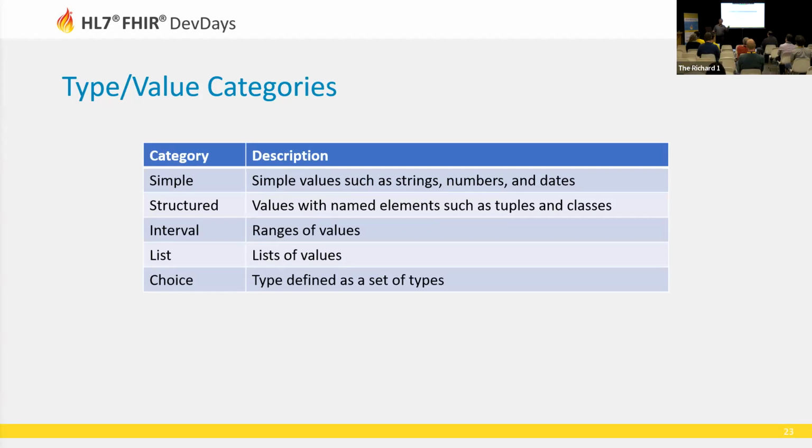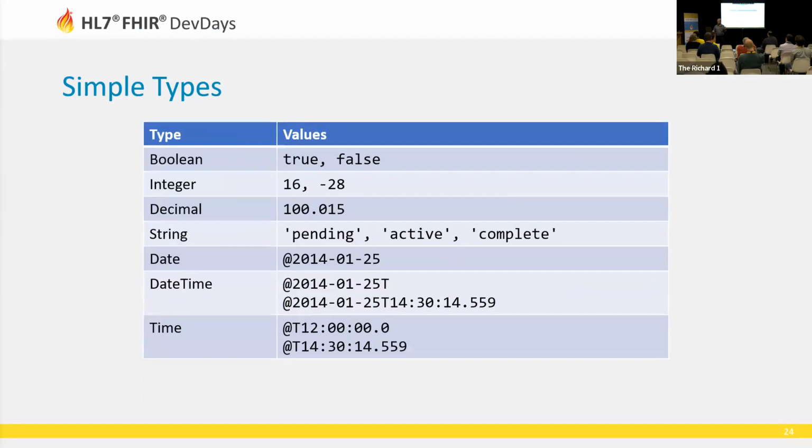Intervals are ranges of values, lists of values, and then we have a choice type, which is the same kind of construct that you see in a FHIR choice. Simple types we support are booleans, integers, decimals, strings, dates, date times, and times. I'm going through a lot of this really quickly.